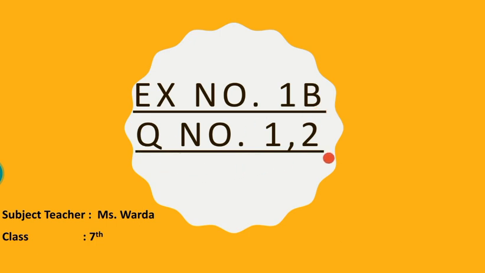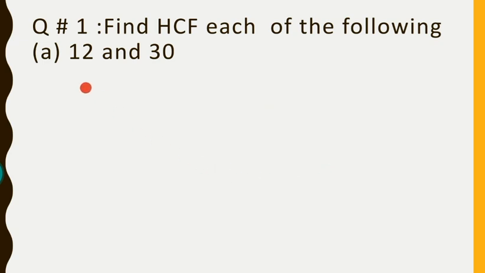So let's start. In question number 1, find the HCF of each of the following. Part A, 12 and 30. Here we have to find the HCF, as we know very well how to find HCF. So solution. First of all, we will find the prime factors of 12 and 30.